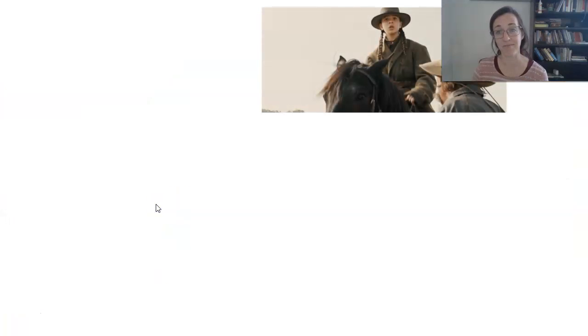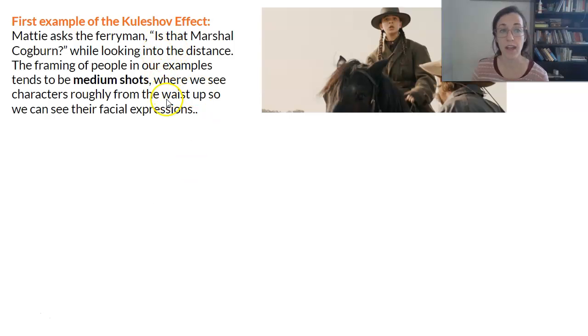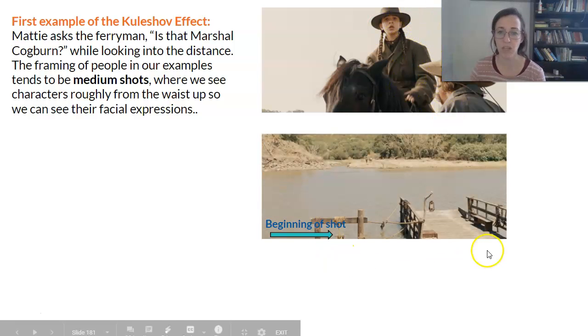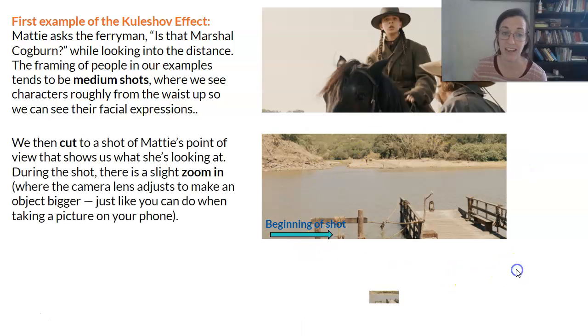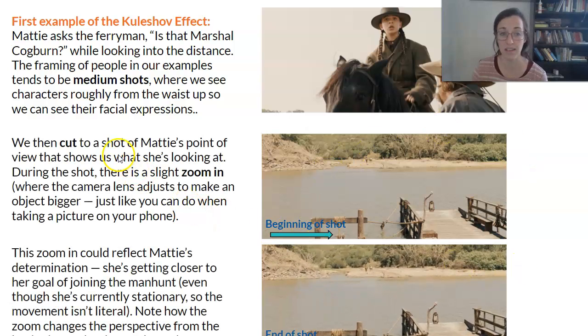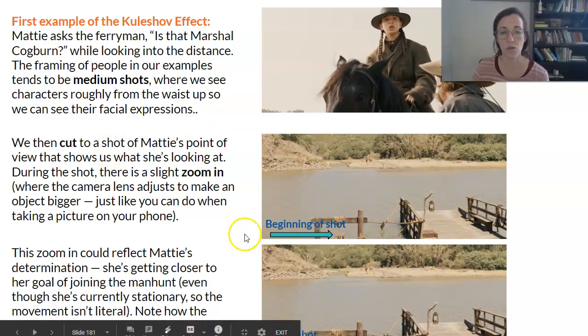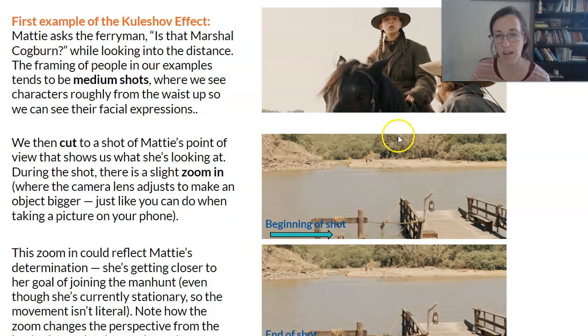Then you see Maddie looking off, realizing the two men have left. This is a medium shot. Conversations tend to happen at the medium shot from the waist up. That's where most all films live, in that space, in the medium shot. You see what she sees, the beginning of the shot, as she looks across the river. And then it goes back to Maddie as she tries to process this. This is Maddie's point of view, and it zooms in to try to help us see that she's focusing on those two guys in the distance.